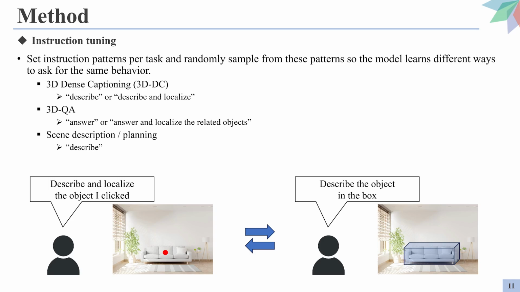For example, in the task of 3D dense captioning, which requires the LLM to locate an object in the scene, they provide two formats, describe and localize. As shown in the below image, when the user asks the LLM to describe the sofa in the image, the query can be phrased in either of these two ways.